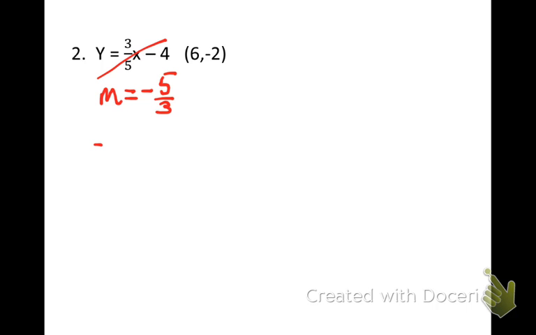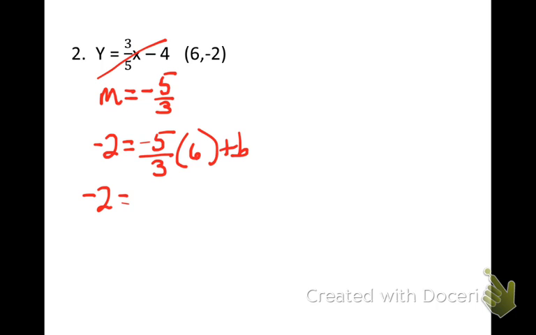So negative 2 is my y, equals negative 5/3. My x is 6 plus b. Negative 2 equals, a negative times positive is negative. Again, I'm going to come over here and remind you how to do fractions. Think of it as 6 over 1.